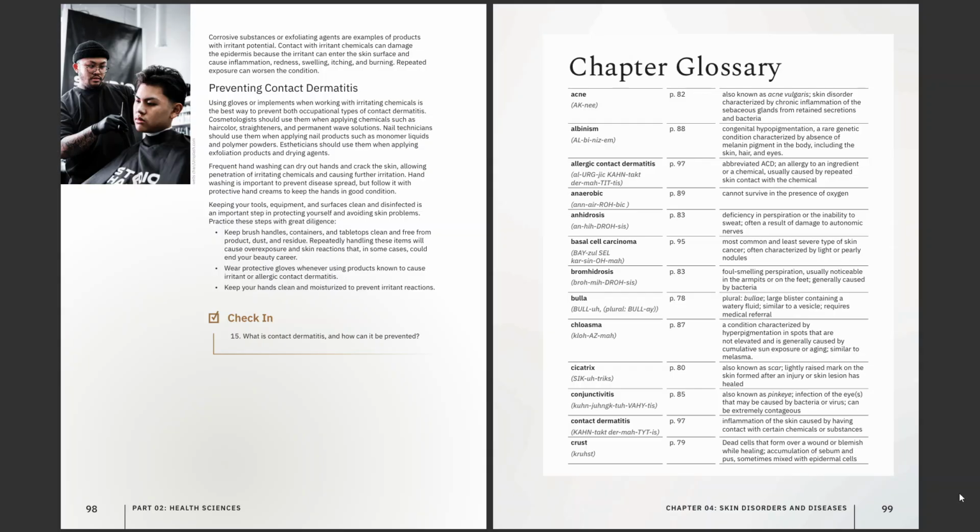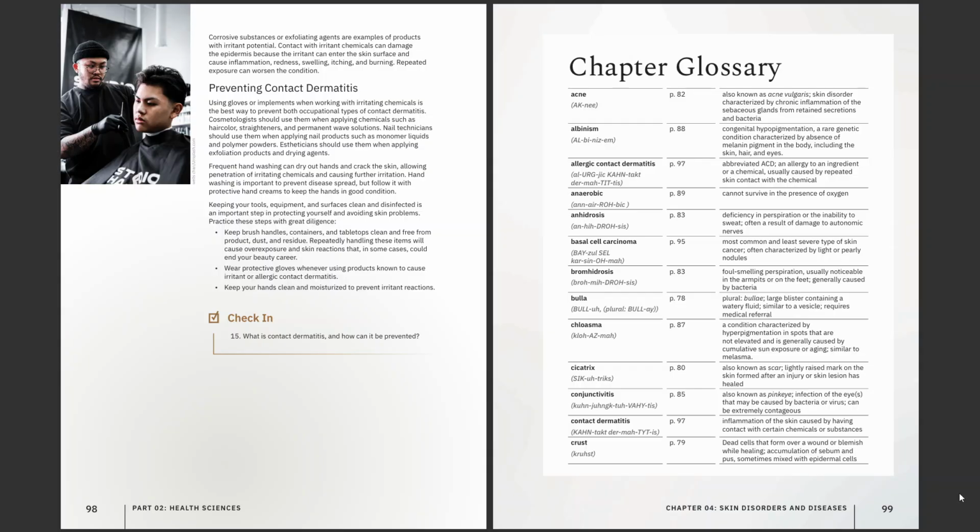Practice these steps with great diligence. Keep brush handles, containers, and tabletops clean and free from product, dust, and residue. Repeatedly handling these items will cause overexposure and skin reactions that, in some cases, could end your beauty career. Wear protective gloves whenever using products known to cause irritant or allergic contact dermatitis. Keep your hands clean and moisturized to prevent irritant reactions.